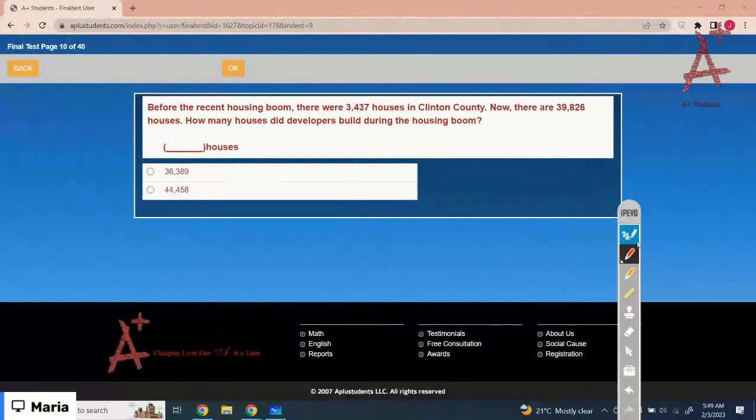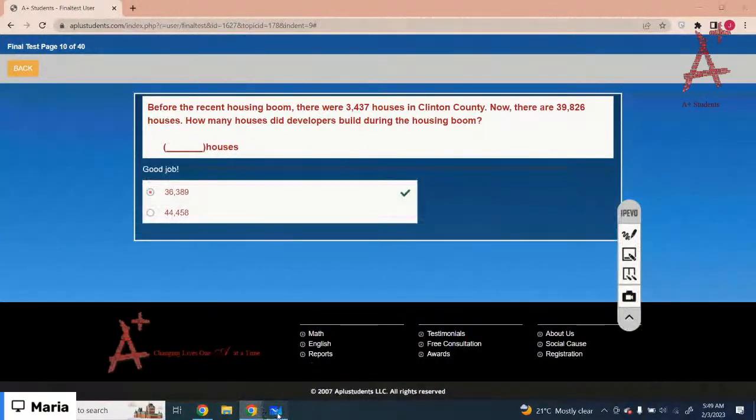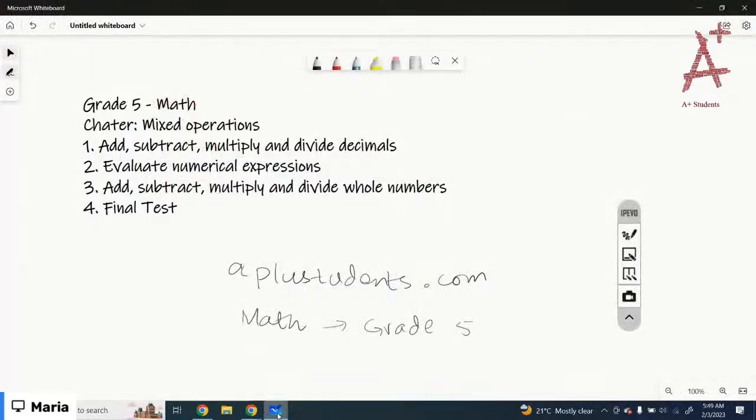Okay, you can complete the test by yourself later today. So we were working on grade 5 maths. The chapter name is mixed operations and the lessons we have covered today are add, subtract, multiply and divide decimals. Then evaluate numerical expressions. Then we did add, subtract, multiply and divide whole numbers. And the one we just completed is the final test of the chapter. So please make sure before the next session you complete all the test questions for the lessons we did today.